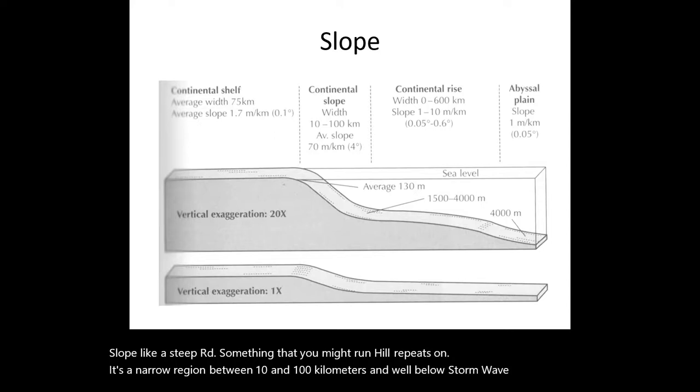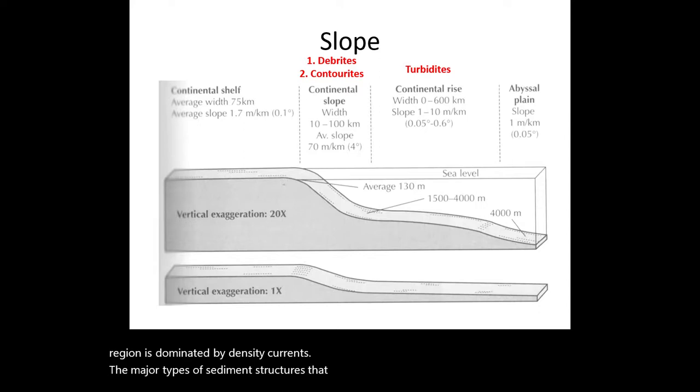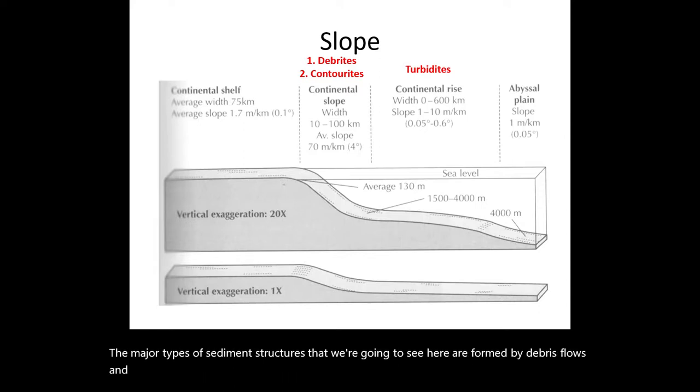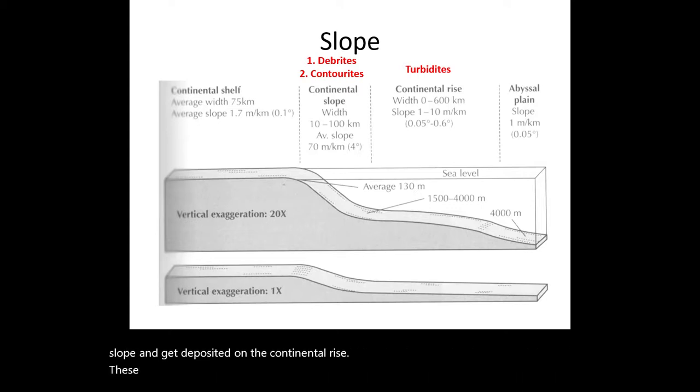So this region is dominated by density currents. The major types of sediment structures that we're going to see here are formed by debris flows and contour deposits. We're also going to get turbidites that form on the slope, travel down the slope, and get deposited on the continental rise. These sediments are going to pile up on the rise as submarine fans.